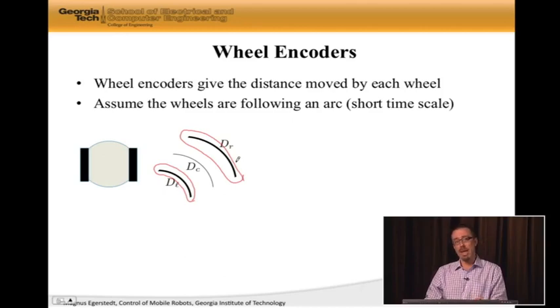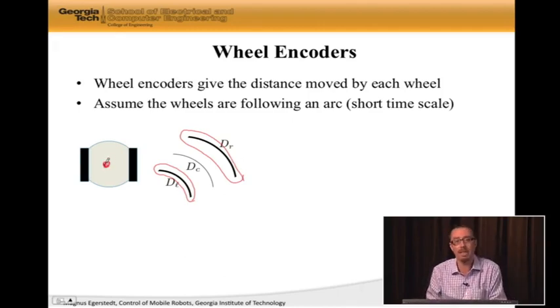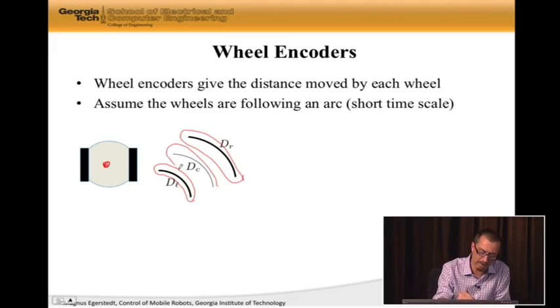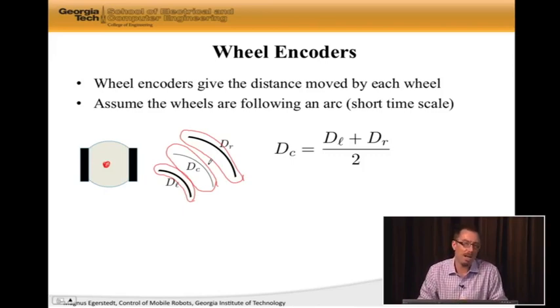Well, I'm interested in x, y, and phi, which is not where the wheels are, but where the center of the robot is. This is where I'm interested in. So d sub c is the distance the center has turned, and that's the thing that I'm interested in. Now, luckily, the center is simply d sub l plus d sub r over 2. I am not going to be particularly picky in showing where the geometry of this comes from.